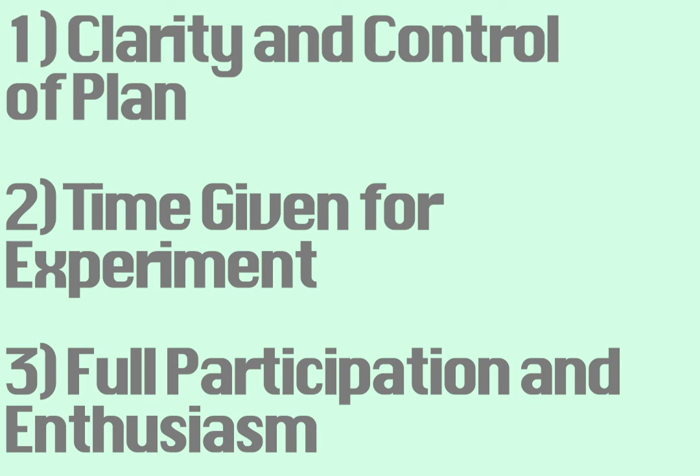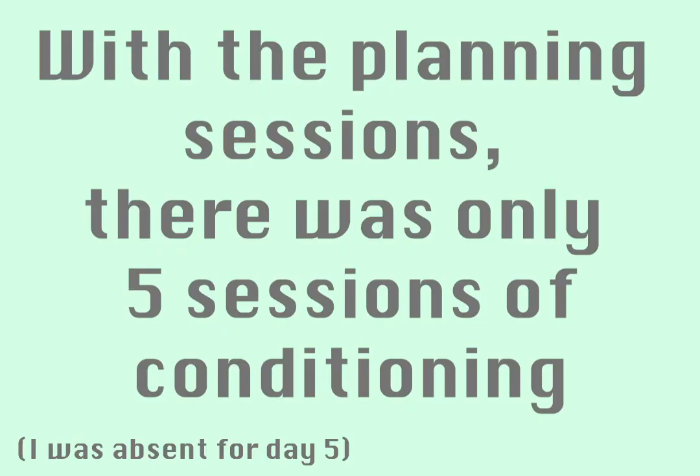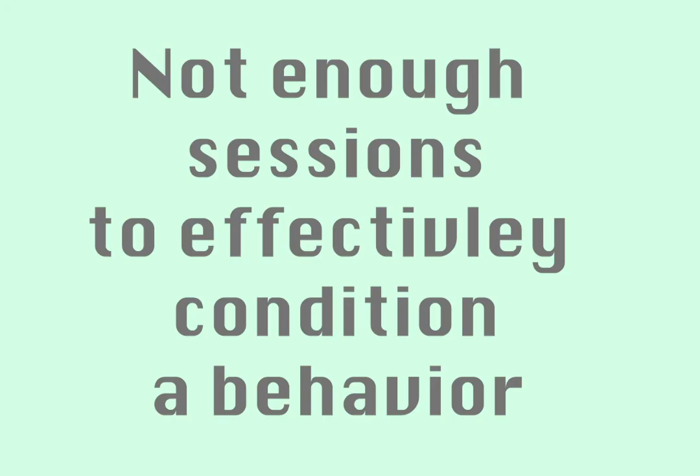Number 2, time given for experiment. Our class meets 3 times a week with 1 hour for each session. Our experiment window lasted only 2.5 weeks. With such a large interval in between class times, including the weekends, it was hard to condition a constant behavior.